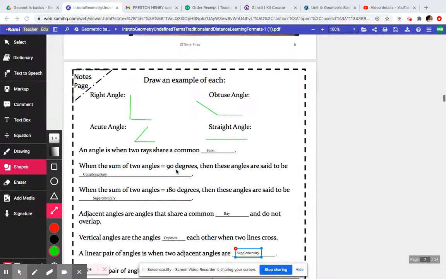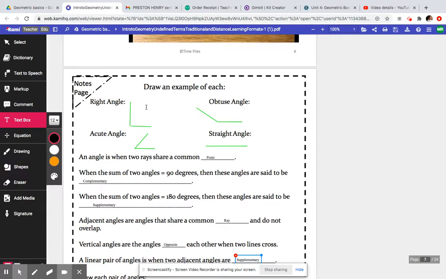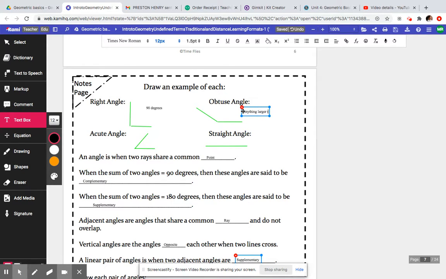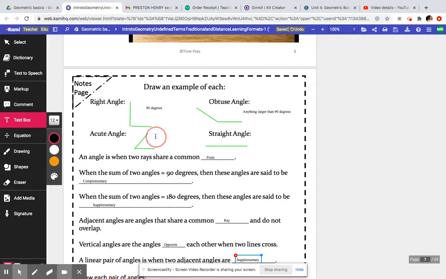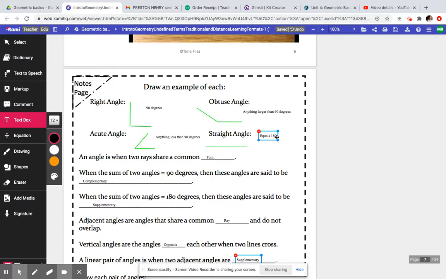Let's scroll down. Here we're going to show examples of a right angle, acute, obtuse, and straight. Let's review. A right angle is an angle that equals 90 degrees. An obtuse angle is anything larger than 90 degrees. An acute angle is anything less than 90 degrees. And a straight angle is when it equals 180 degrees, or a straight line.